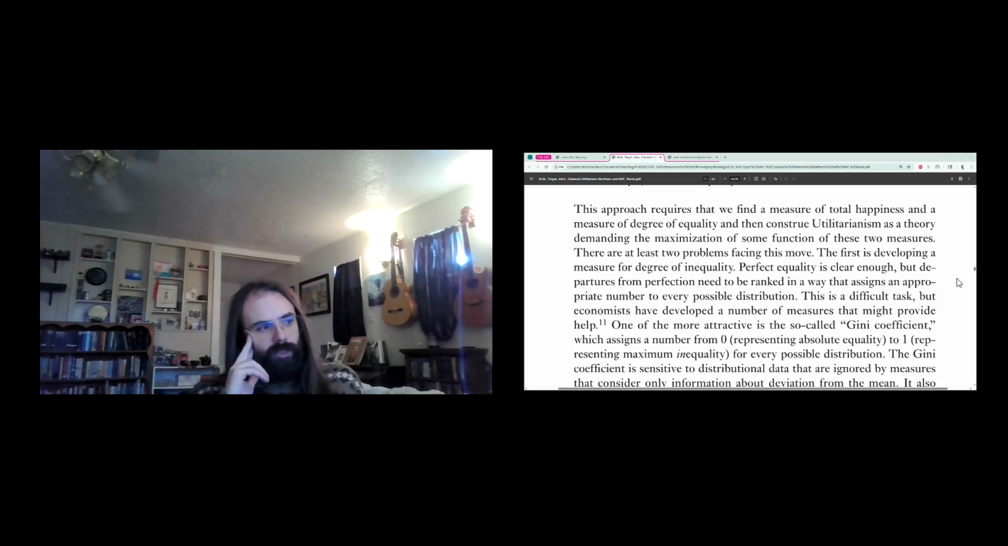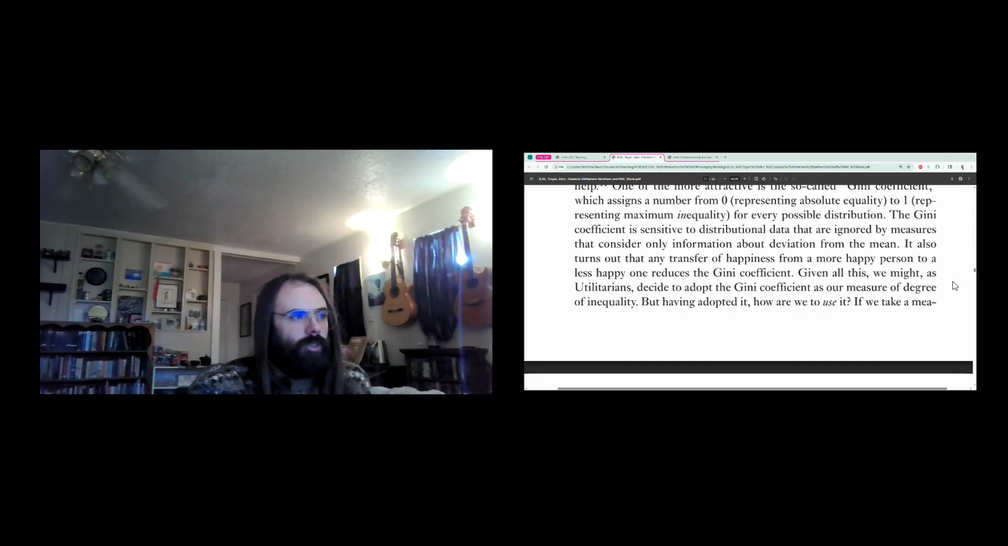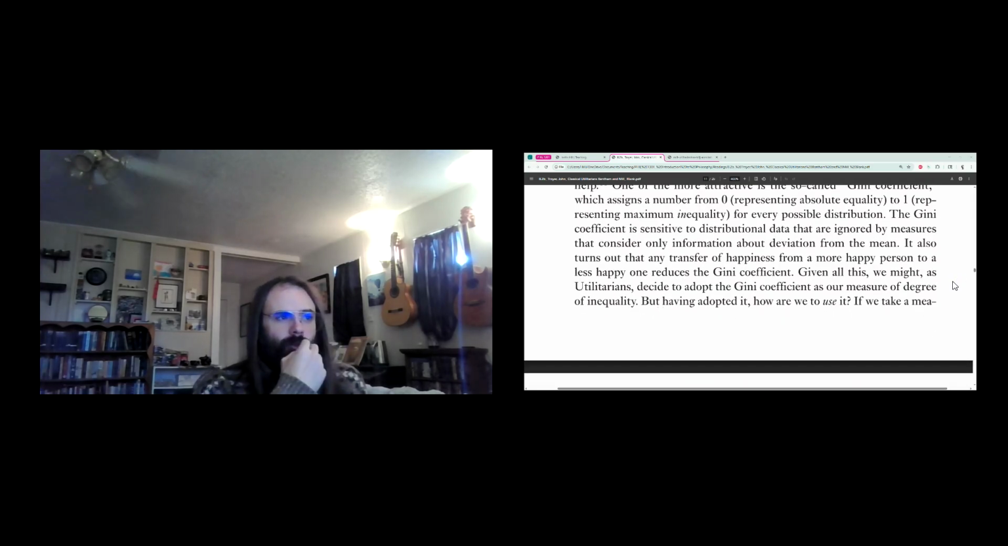This is a difficult task, but economists have developed a number of measures that might provide help. One of the more attractive is the so-called Gini coefficient, which assigns a number from 0, representing absolute equality, to 1, representing maximum inequality. For every possible distribution, the Gini coefficient is sensitive to distributional data that are ignored by measures that consider only information about deviation from the mean.